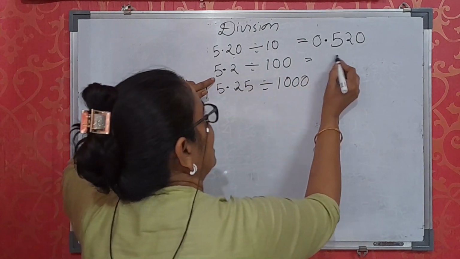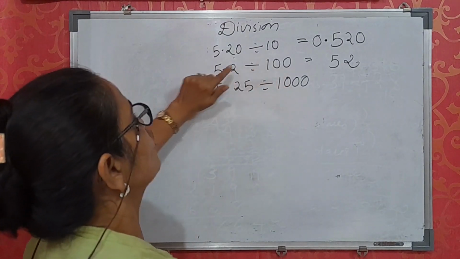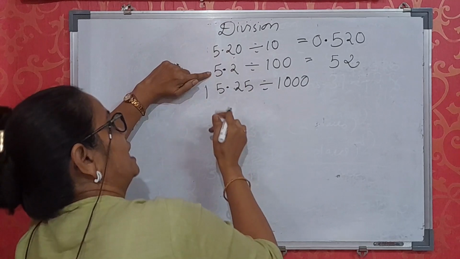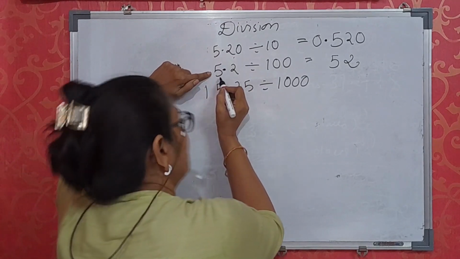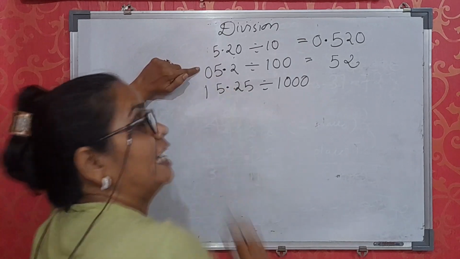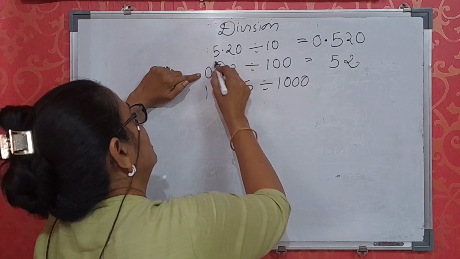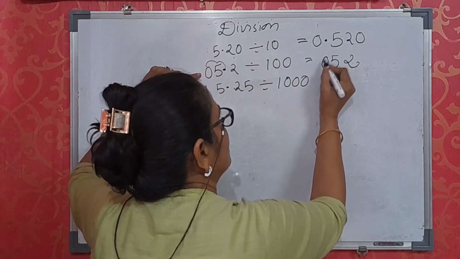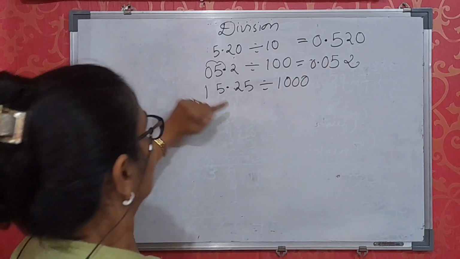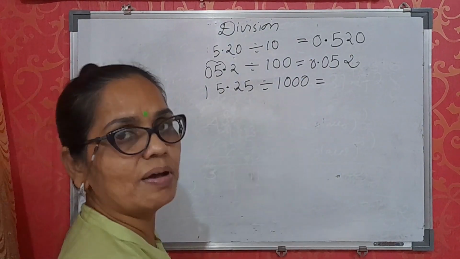Divide by 100. Just write your entire number without the decimal point. 1, 2. So 2 places, shift your decimal point to the left hand side. Now here only the number 5, 1 digit is there. So put 0 to make it 2 digits. Now you shift your decimal point 2 places, so it would be 0.052.